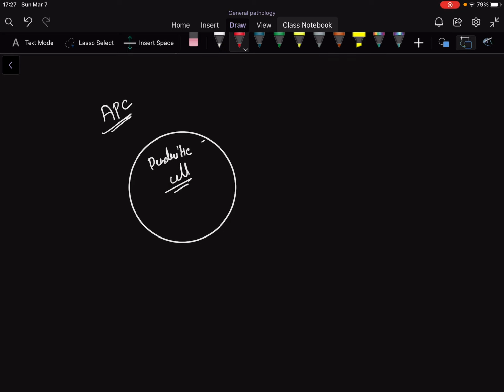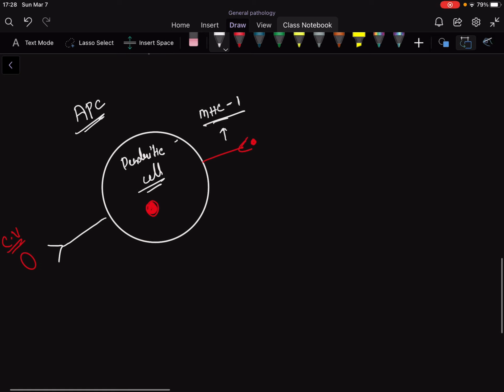So suppose here comes a virus and this virus is coronavirus. So what will the dendritic cell do? The dendritic cell will take a bite of this coronavirus, and it will digest the coronavirus inside it. Once the coronavirus is digested, it will display the surface antigen on the surface, and this receptor here is called the MHC type 1 receptor.